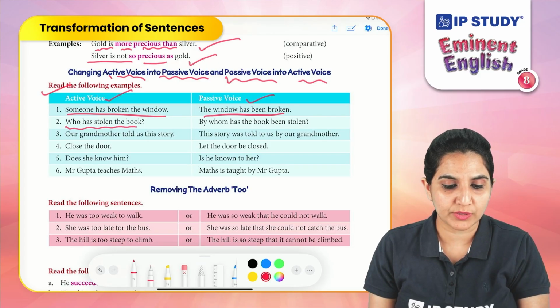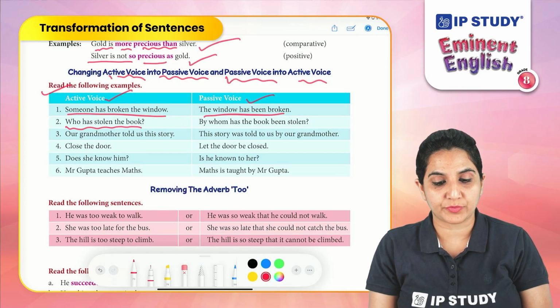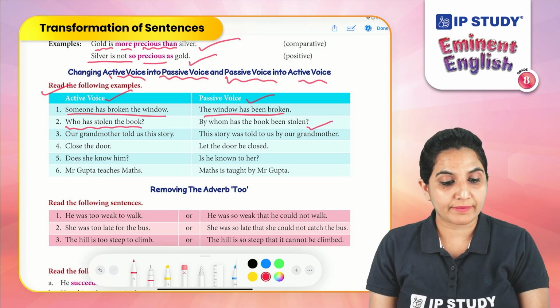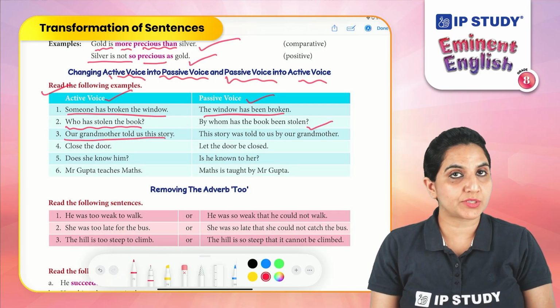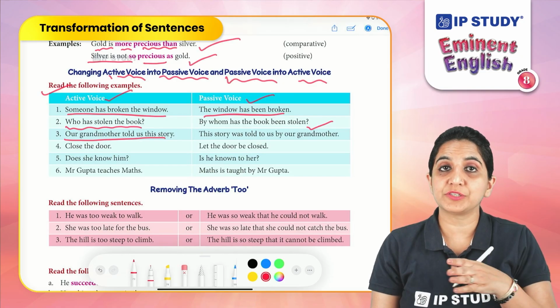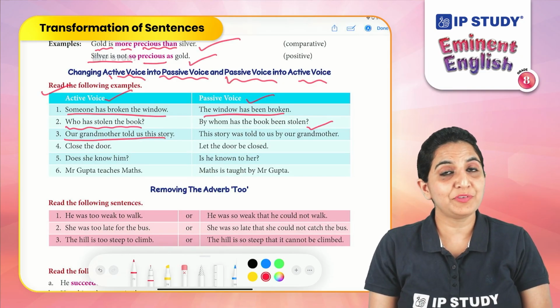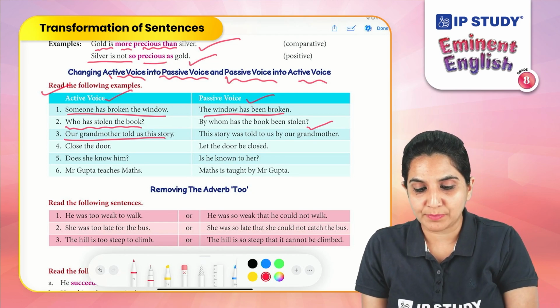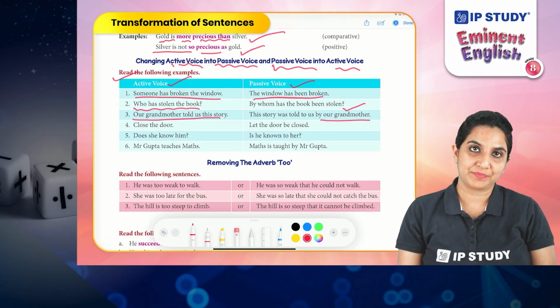Who has stolen the book? This is in the active voice. By whom has the book been stolen? Our grandmother told this story. Now change it into passive voice. Very good. This story was told to us by our grandmother.